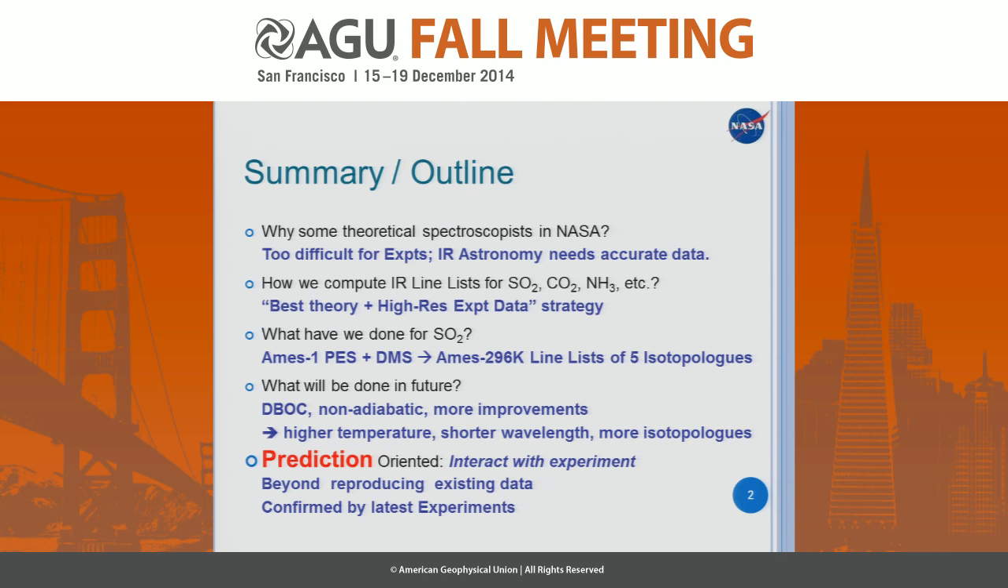So on this page, I'll give a quick summary. Because some molecular spectra are very difficult for experimentalists to measure or analyze in the lab, while astronomy needs accurate infrared complete data. We have adopted an ab initio theory plus high-resolution experimental data strategy to calculate the potential energy surface for SO₂ and construct the Ames 296K, that's room temperature, line list for 5 symmetric isotopologues of SO₂. In future, we still need to calculate more higher order correction terms like non-adiabatic corrections and diagonal Born-Oppenheimer corrections, so that the line list will work better for high temperature and higher energies.